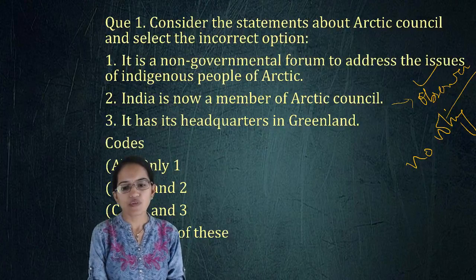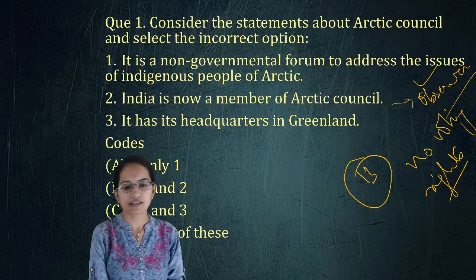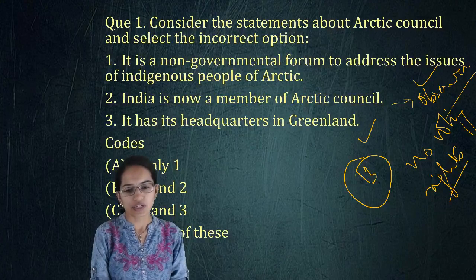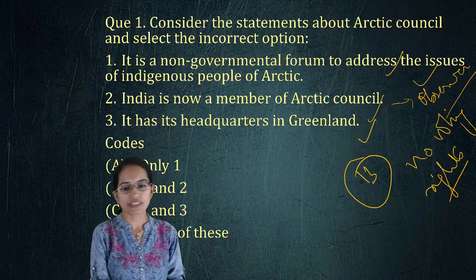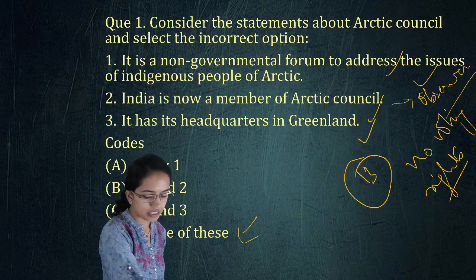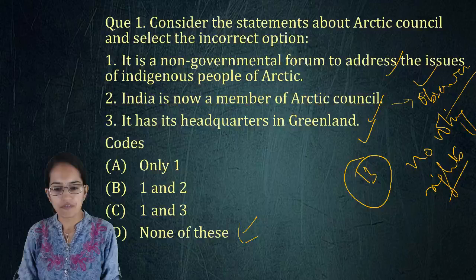So no voting rights, but yes, India is an observer member with 13 other members that are there. So 13 observer nations, and it is headquartered in Greenland. So all these statements are correct. So when it comes to which is incorrect, we would say none of these is incorrect. I hope that's clear. A very important question.